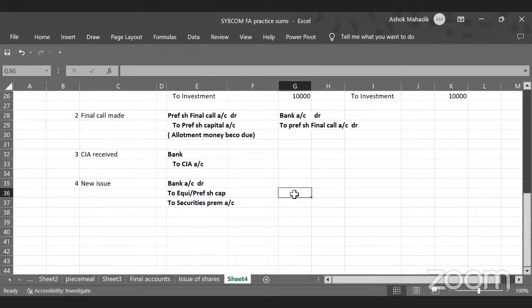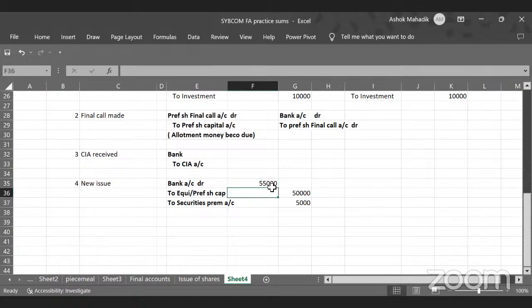Say for example, the equity share capital which was raised is 50,000, and you issued these new shares to public at a 10% premium. So how much premium must you have collected? 5,000, as 10% on 50,000. So in bank, how much must you have collected? 55,000. I'll repeat again.